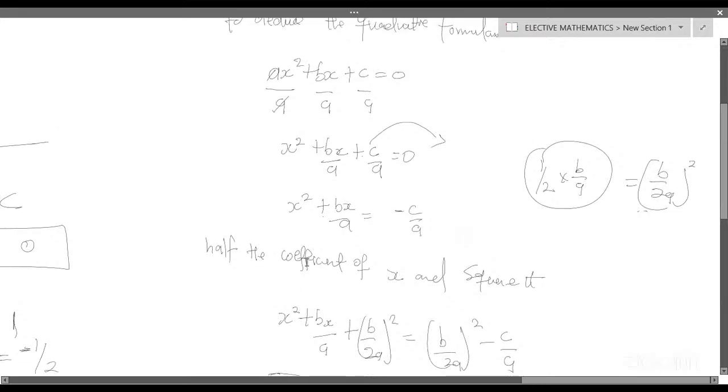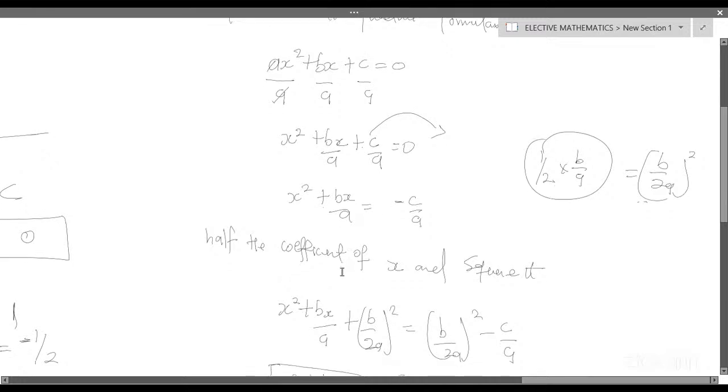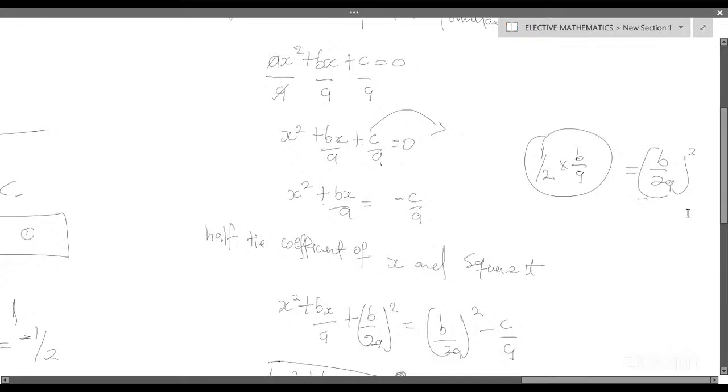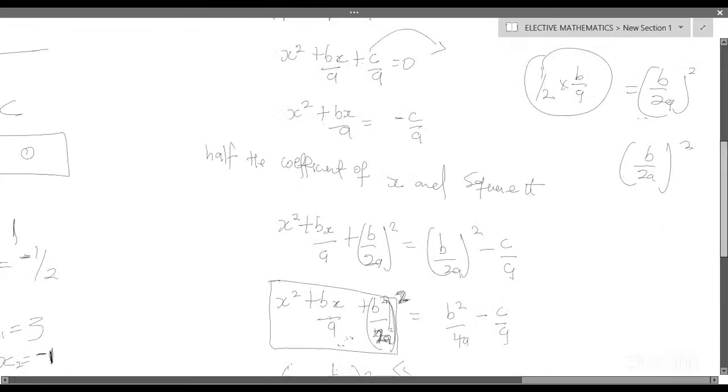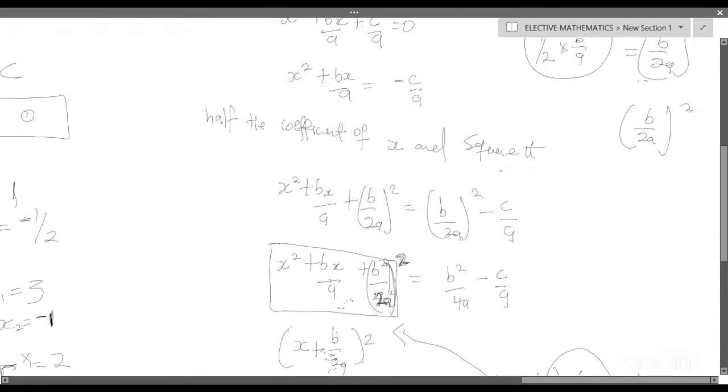But at this particular point, we have to complete the square. And in order to complete the square, what do we do? We take the coefficient of x, which is b over a, and halve it. What do we get? We get b over 2a. Then after halving it, we will square it. And you know that in math, whatever we do to the right-hand side, we do to the left-hand side. So after halving and squaring, this is what we had, b over 2a all squared. We will add this to the left-hand side, and we add the same thing to the right-hand side.